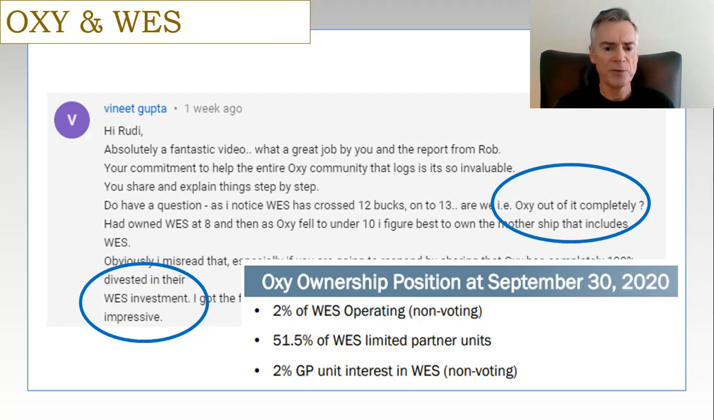They referred me to page 34, which is this little insert I added at the bottom here so that you can see what they were talking about. So 2% of West operating for non-voting shares, and then the LP and GP unit shareholding, as I just mentioned. So yes, Occidental is still very much invested in West.